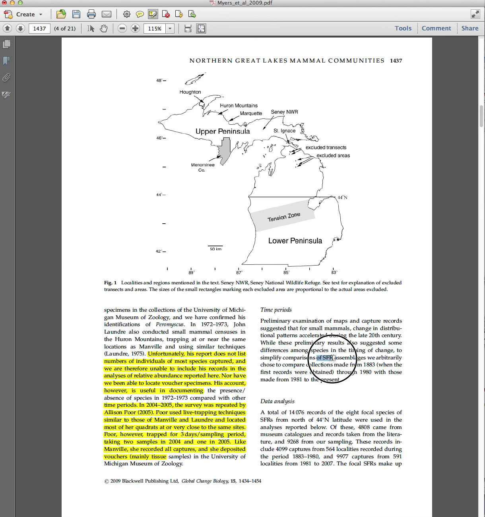Here's that SFR coming up again. You already know what that abbreviation is. And here, I think this is a little weird, so pay attention to that. All right.